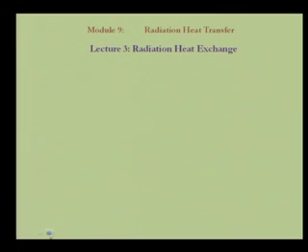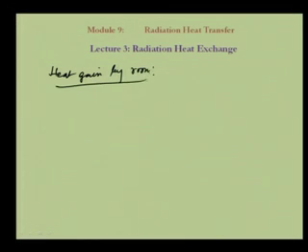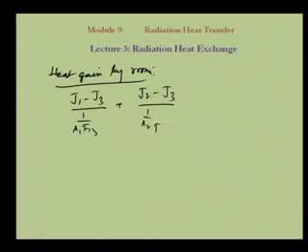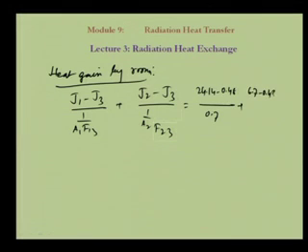Okay. And then heat gain by room is equal to (J1 minus J3) by (1 by A1 F13) plus (J2 minus J3) by (1 by A2 F23). So, this is equal to (24.14 minus 0.48) by 0.7 plus (6.7 minus 0.48) divided by 0.7. So, this gives me 42.68 kilowatt.